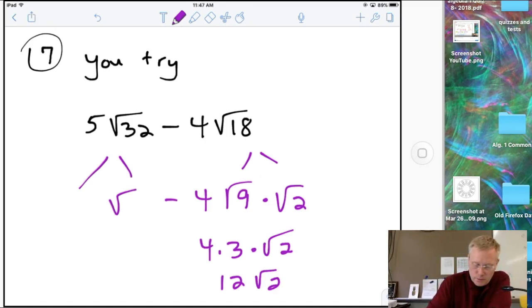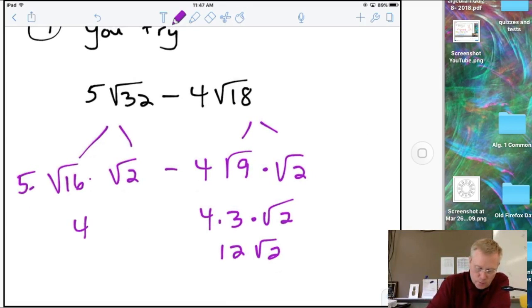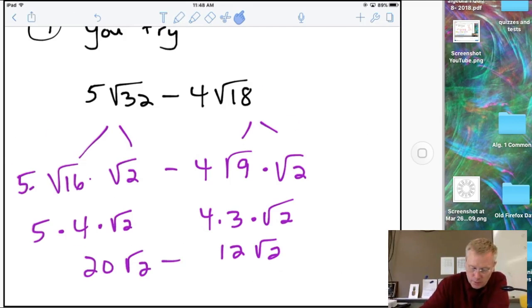So 2 times what is 32? That would be 16. And that's a nice one to pick because 16 is a perfect square. Square root of 16 is 4. So I got a regular 5, a regular 4, and a square root of 2, which gives me 20 square roots of 2 minus 12 square roots of 2.